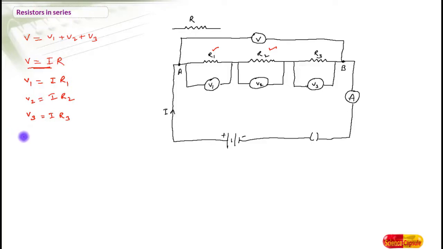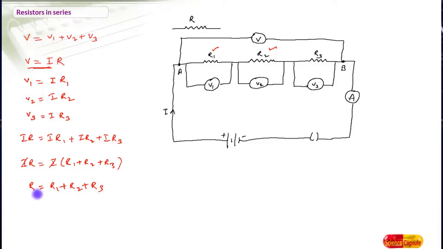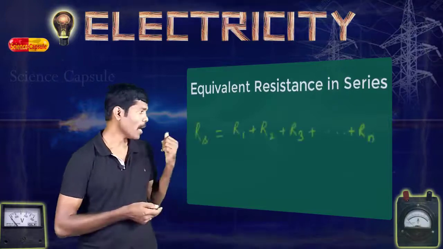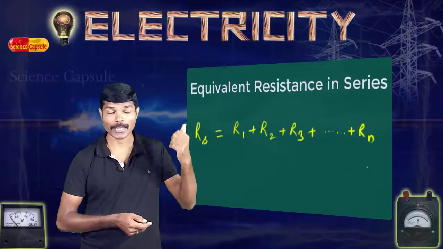So IR is equal to V1 plus V2 plus V3, and the value will be IR1 plus IR2 plus IR3, right? Now taking I as common, we will get IR is equal to I times R1 plus R2 plus R3. Here I gets cancelled, so we get R is equal to R1 plus R2 plus R3. This is the total resistance or equivalent resistance when resistors are connected in series. So I believe you understood how the total resistance can be found in a series combination. So Rs is equal to R1 plus R2 plus R3 and so on.